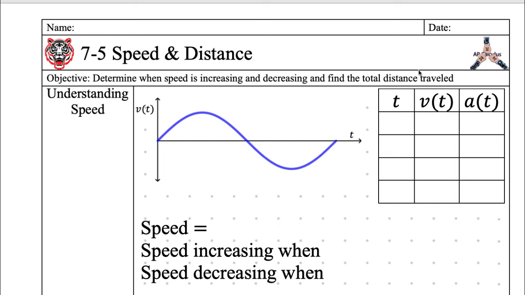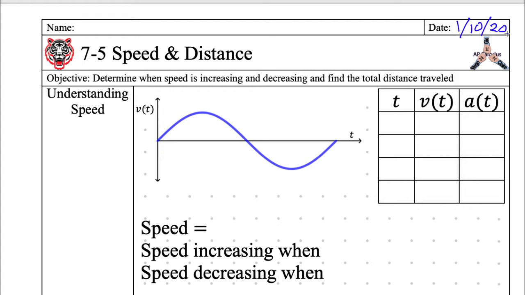Alright, so we are in AP Calculus. Today's date is Friday, January 10th, 1/10, 2020. Make sure your name and date are on the paper. We're talking about speed and distance today. Our last lesson of the unit, and then we do self-checks on Monday.